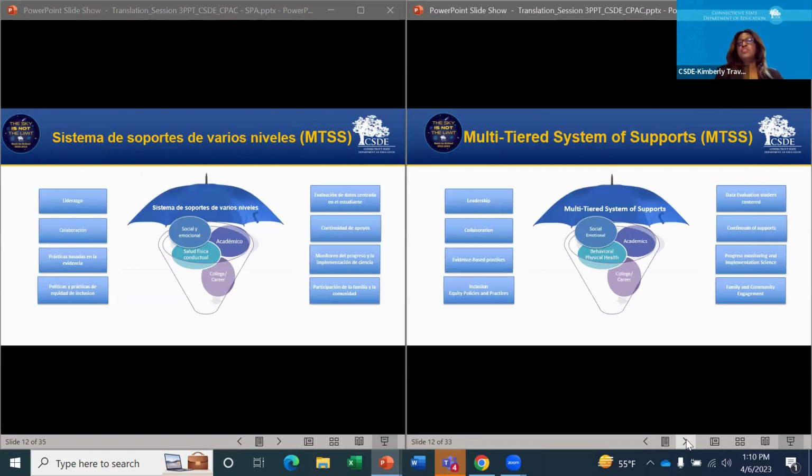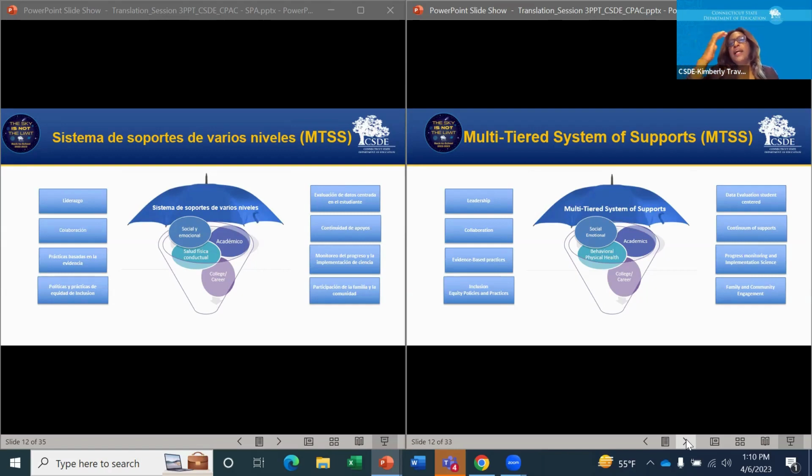Okay, so multi-tiered systems of support. If you look at this on the left-hand side, these are the core features. Leadership needs to be involved in the decision-making. There needs to be collaboration, again going back to evidence-based, inclusion, equity, policy and practices. And then, of course, data and a continuum of supports. I've already talked about all of these things, but it does work when you're talking about integration of your system: social, emotional, behavioral, academics, college and career ready.